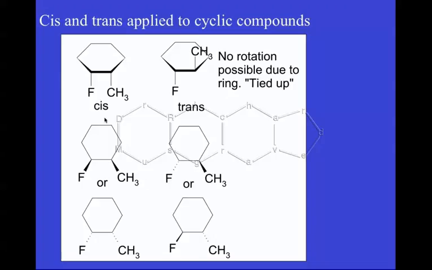So if we're trying to show cis, we can show two wedges, to show that they're both sticking out in the same direction, or two dashes showing they're both sticking downward in the same direction. In the case of trans, one will be up and one will be down. Alright, let's do an example.